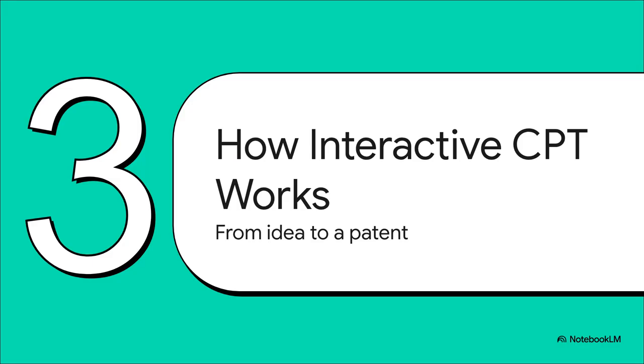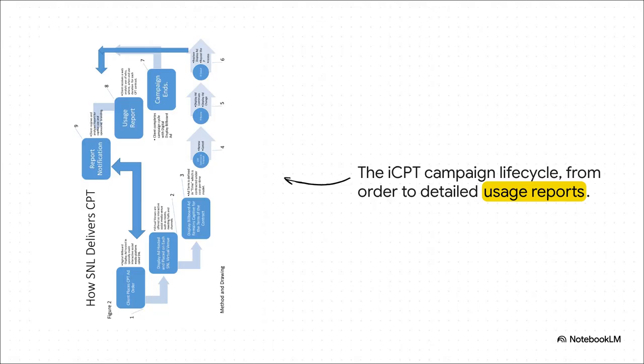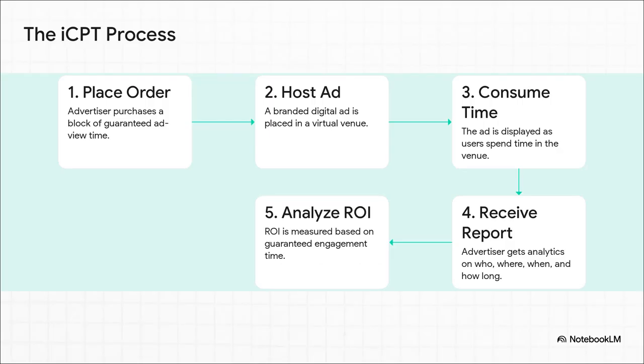So the theory is fantastic, but how does this interactive CPT thing actually work in the real world? Let's break it down. What you're looking at here is the entire life cycle, pulled right from the patent documents. It starts when an advertiser places an order, and it ends when they get a super detailed report, showing them exactly who saw their ad, where, when, and for precisely how long. It's a closed-loop system, which means it's fully accountable.